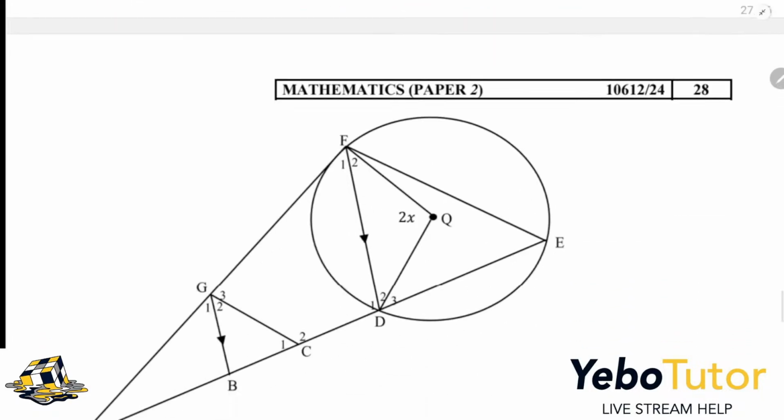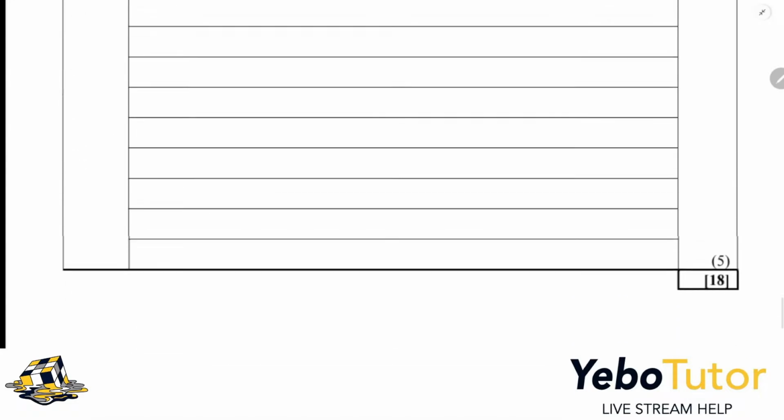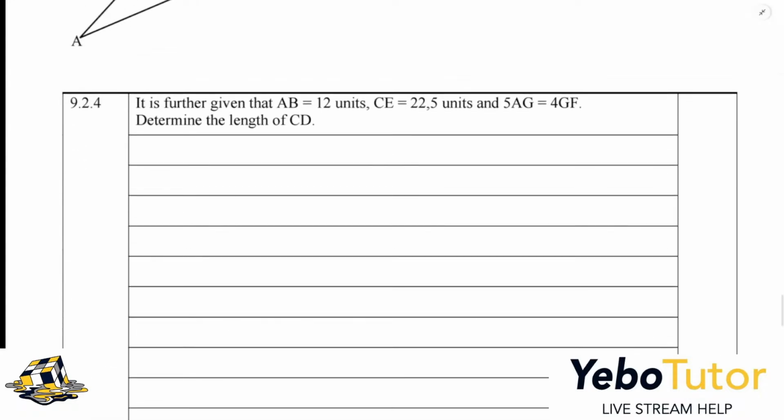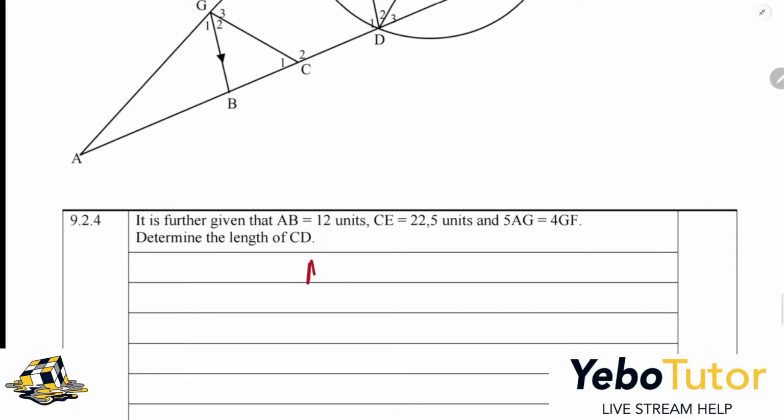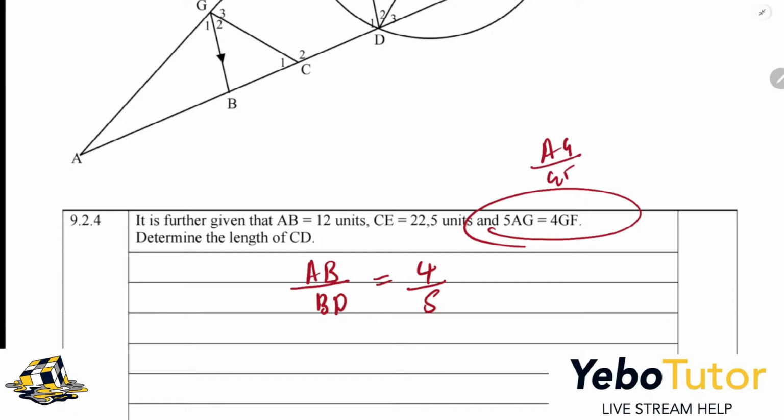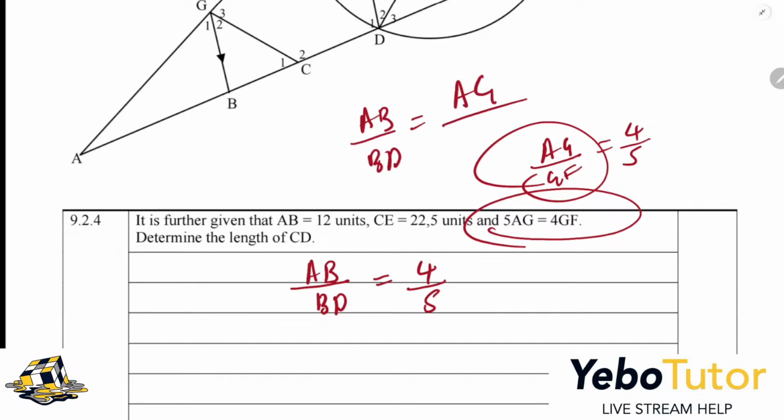Just using prop theorem. Now, last question: determine, if it's further given that AB is 12 units and CE is equal to 22,5, the length of CD. Guys, this is easy. We know that AG over GF will be equal to 4 over 5. And we know that AB over BD is equal to AG over GF. So we can now say that AB over BD is equal to 4 over 5.